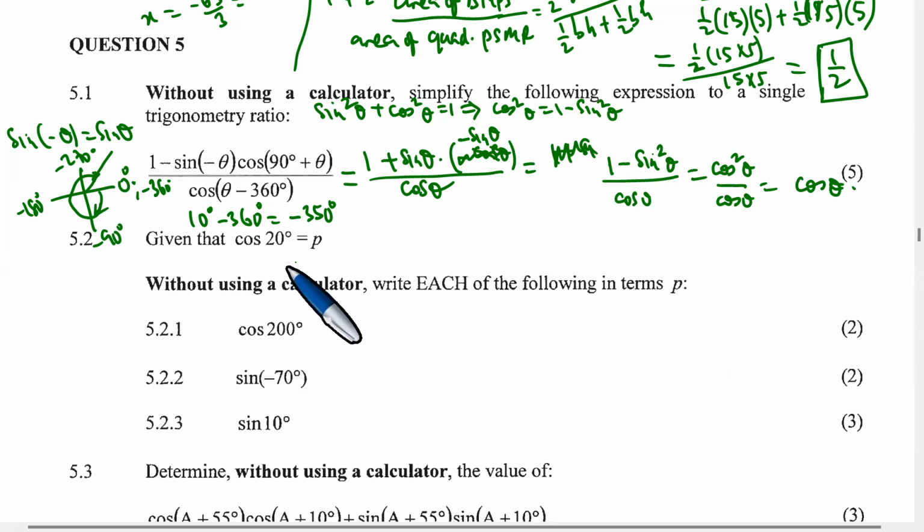Given that cosine 20 degrees is P, find cosine 200.